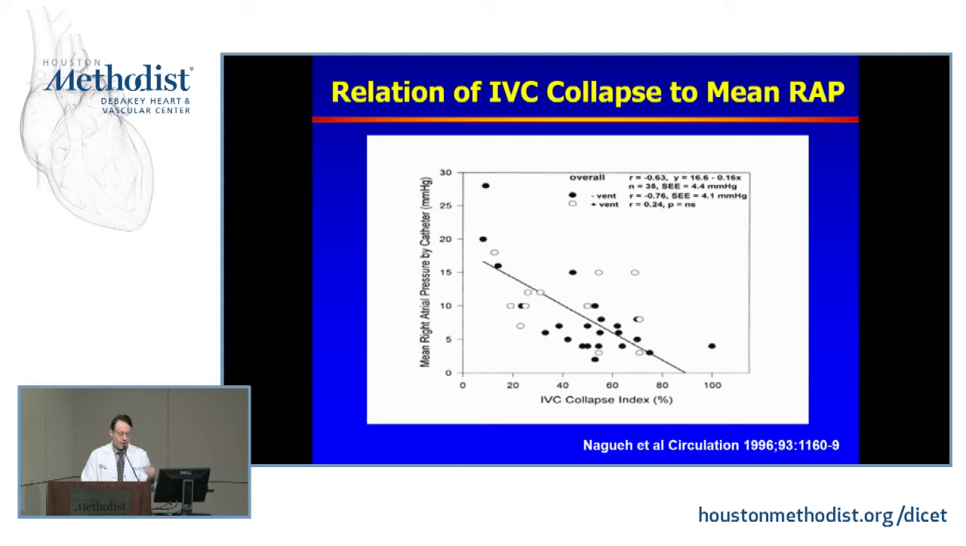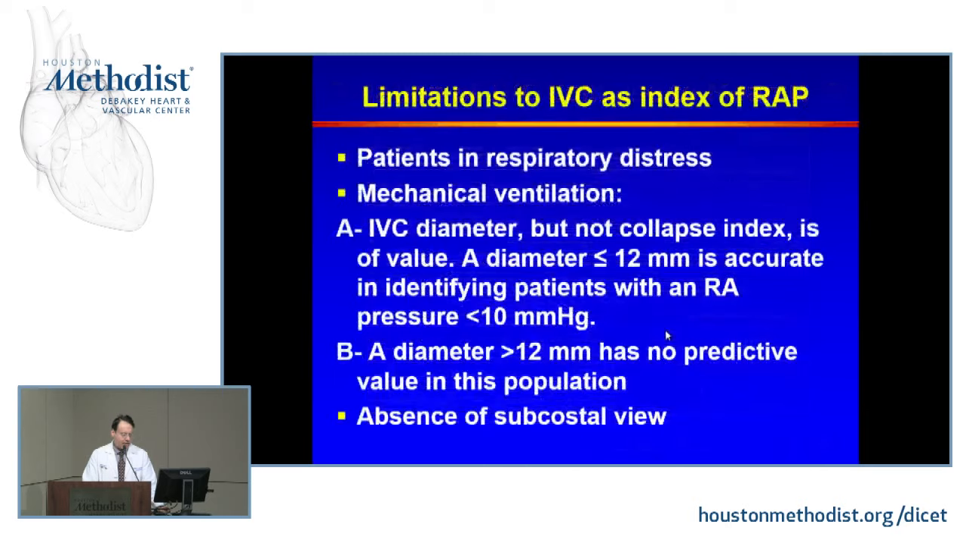ventilators and, sorry, it's the reverse. The solid ones are those who are not on ventilators. The open ones are those on a ventilator. And if you keep your eye on the open circles, all of these show like a wide scatter plot. So collapse index is not accurate in someone on mechanical ventilation. And that's one of the limitations for using the IVC to estimate RA pressure. And of course, you need subcostal views. If you don't have good subcostal views, you don't show the IVC well, you cannot use it.